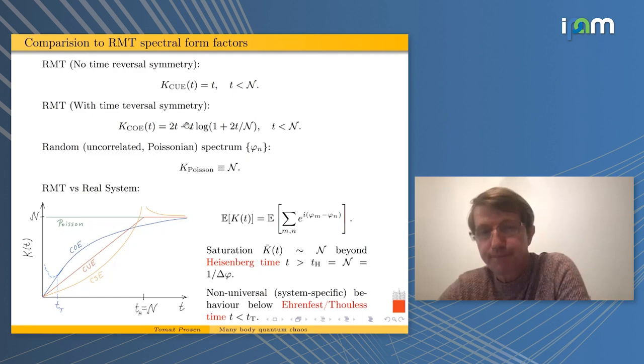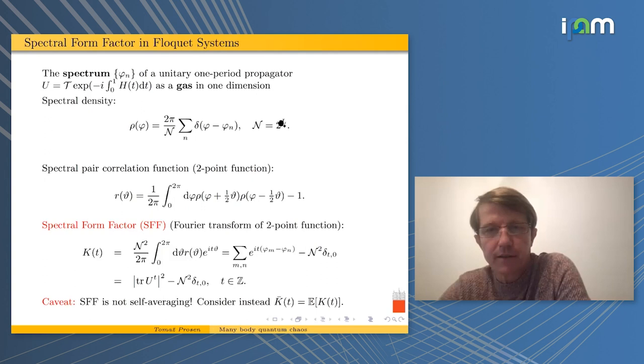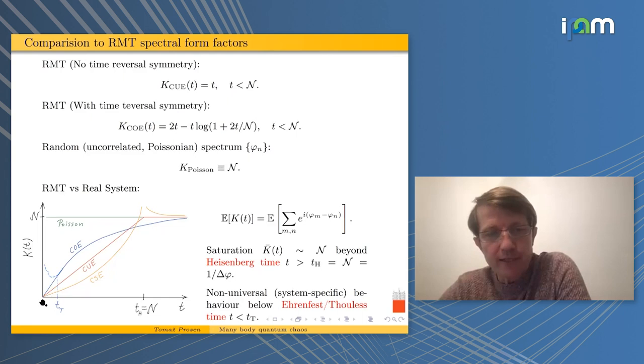And the curly N for me is the Hilbert space dimension. So in our case, it was just 2 to the L in a spin chain, for example, of L sites. And then what you get typically for the unitary case is simply a linear ramp. And then at the time which is also referred to as the Heisenberg time, which is the inverse mean level spacing, you get a plateau. And for the time reversal invariant systems, you get twice the slope and some non-flat behavior. This one is piecewise linear, but the other has some smooth dependence.